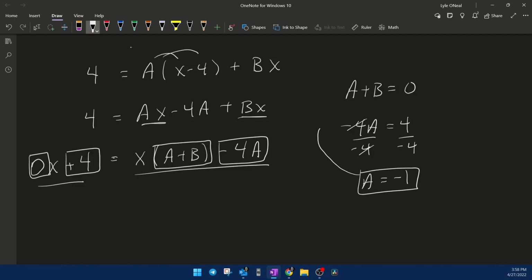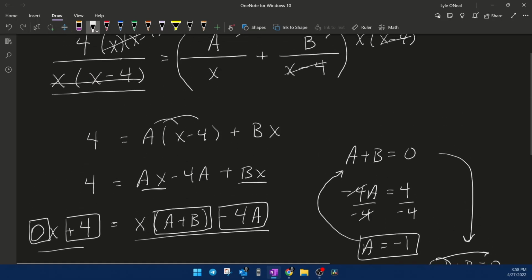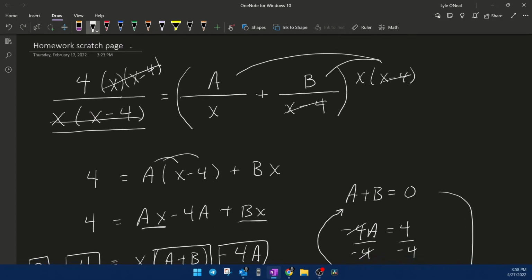And then we can take that value, substitute into our first equation, and solve for b. So that's going to give us negative 1 plus b equals 0. Moving the negative 1 over makes it a positive 1. And now we have the values for a and b. And then if I scroll back up, we're going to know how to separate our original rational expression into separate fractions.